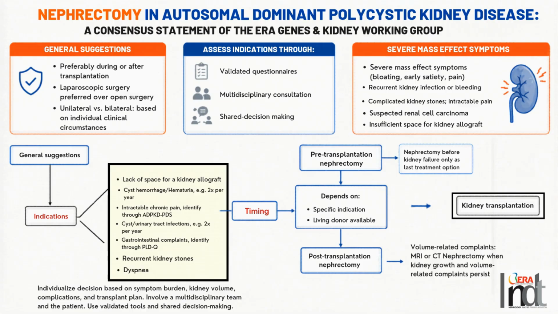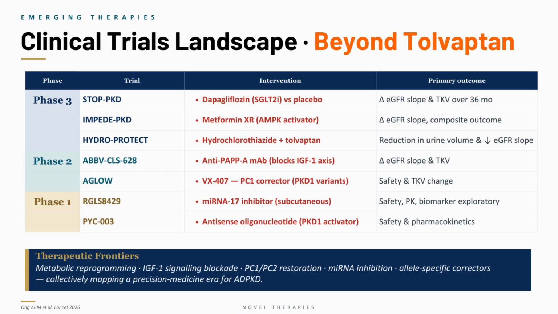Timing is critical and often debated. Pre-transplant nephrectomy is generally reserved as a last option, especially before kidney failure. The decision depends on the specific indication and whether a living donor is available or not. Post-transplant nephrectomy is often preferred if symptoms persist after transplantation, and in many cases, transplantation can proceed first, followed by delayed nephrectomy if needed. Now let's shift gears and look at where the field is going beyond tolvaptan.